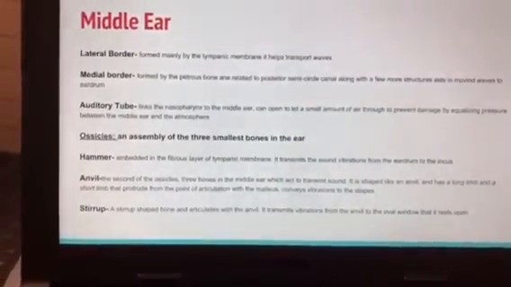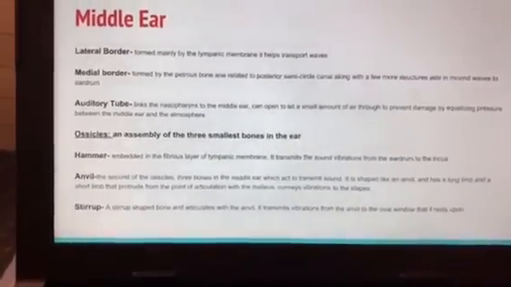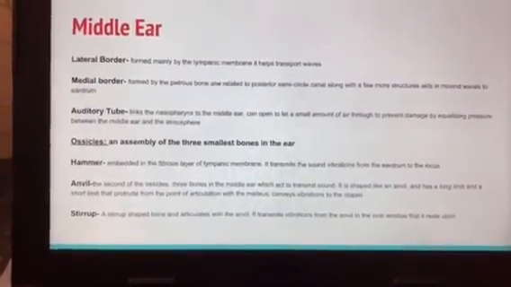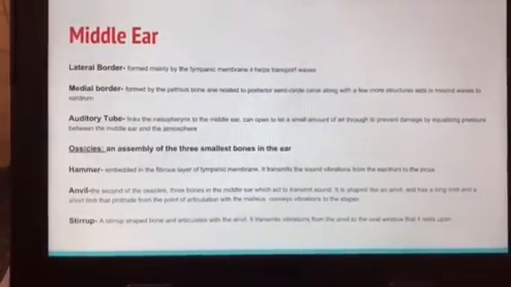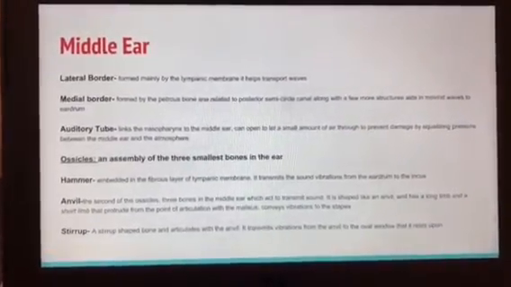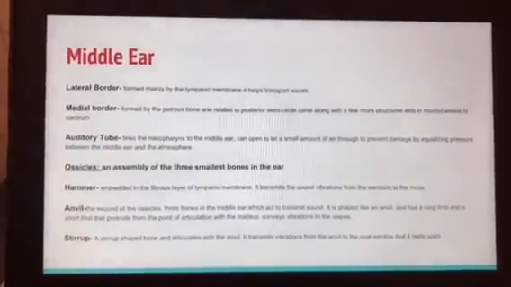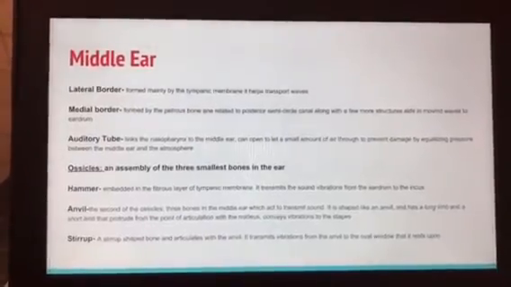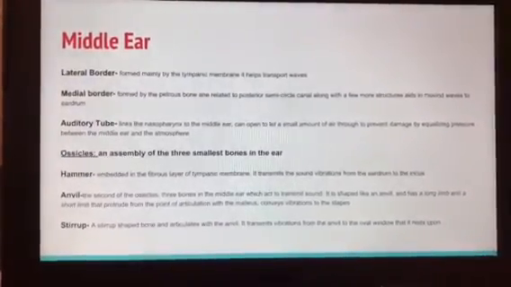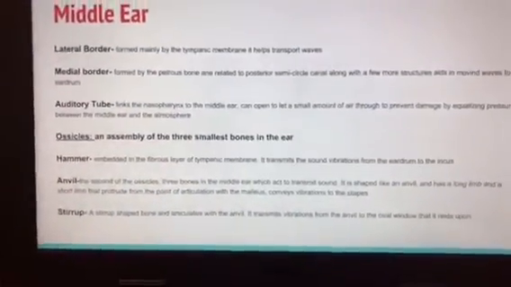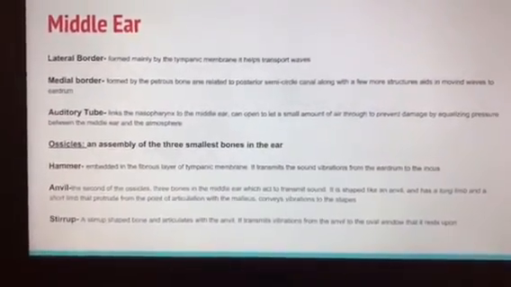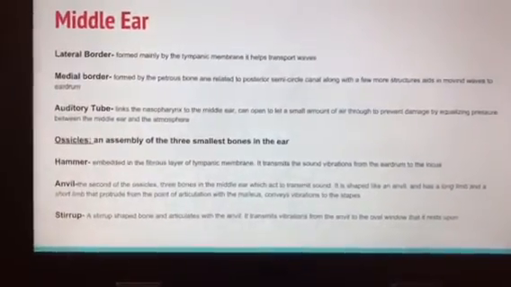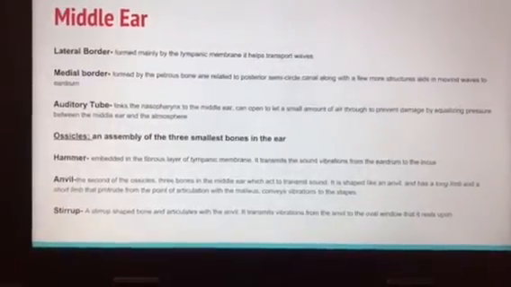The middle ear. The lateral border in the middle ear is formed mainly of the tympanic membrane. It helps transport waves. The medial border is formed by the petrous bone and is related to the posterior semicircular canal, along with a few more structures. It aids in moving sound waves to the eardrum. The auditory tube links the nasopharynx to the middle ear. It can open to let a small amount of air through to prevent damage by equalizing pressure between the middle ear and the atmosphere. The ossicles are an assembly of the 3 smallest bones in the ear.